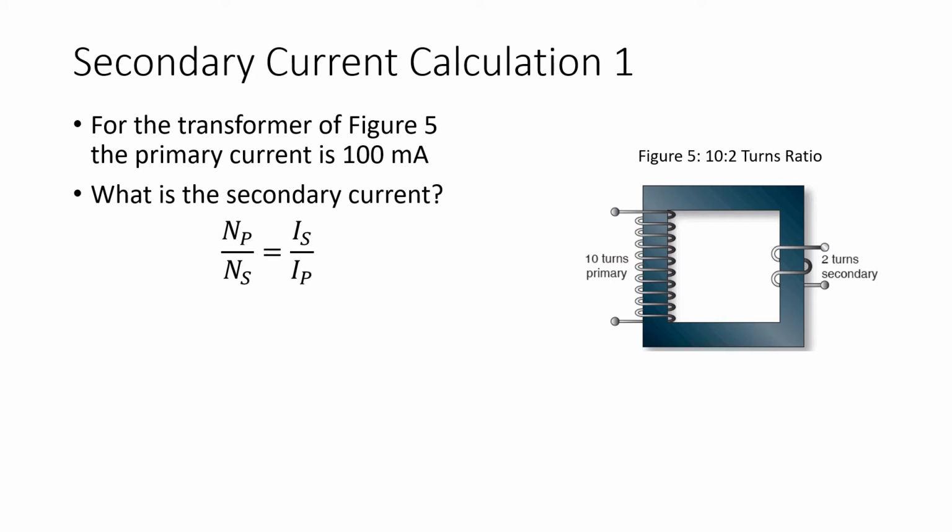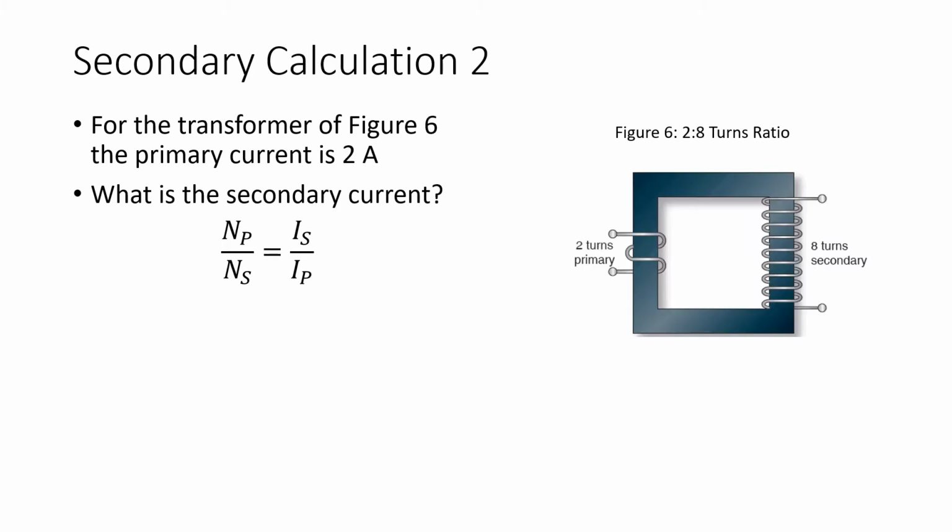Now let's look at a calculation to determine the secondary current. So for the transformer of Figure 5, we're given that the primary current is 100 milliamps, and we're asked to find the secondary current. Again, we start with our equation, NP over NS equals IS over IP. We substitute our known values. NP is 10, NS is 2, and IP is 100 milliamps. And we solve for IS equals 500 milliamps.